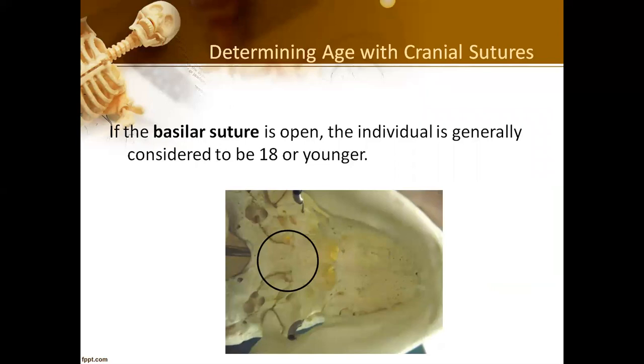Then if you flip the skull upside down, and we're looking at the bottom side of the skull now, we have the basilar suture, and that's circled in black there. If it is open, then we know that the individual is 18 years or younger. So that is completely fused by age 19 for most people.